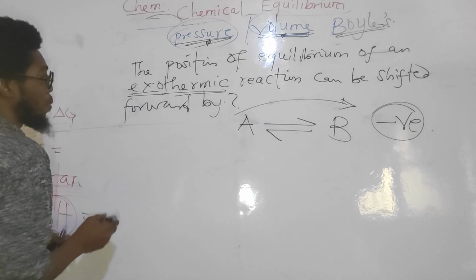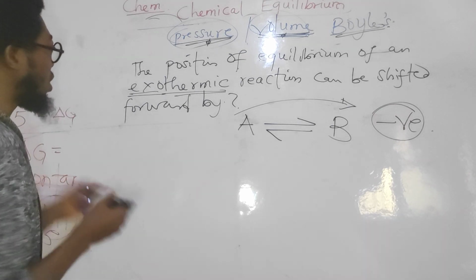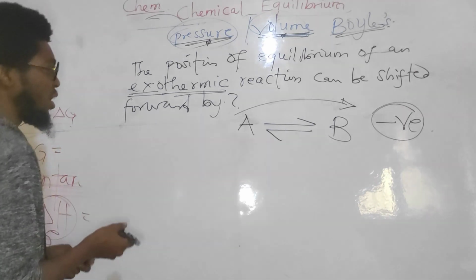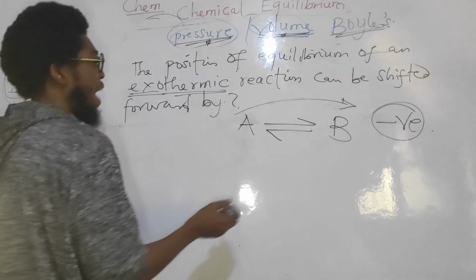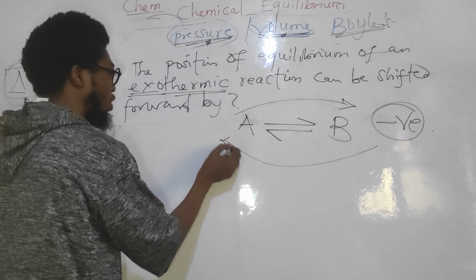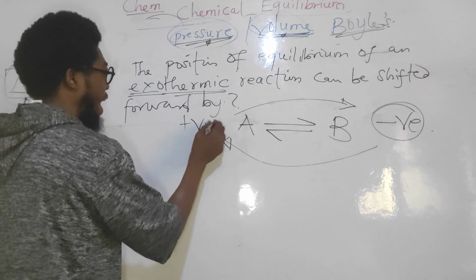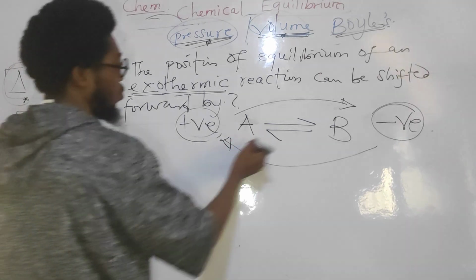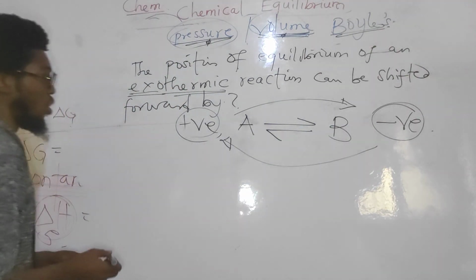Okay, B? Decrease pressure at constant temperature. I don't need pressure at all. If I keep temperature constant, it still doesn't work. Option C: increase temperature at constant pressure. If I increase temperature, my reaction will shift backward because backward will be endothermic. Backward wants heat. If I increase temperature, backward will be favored. For me to favor forward, option D.